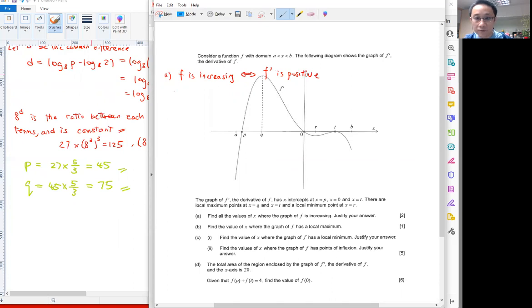So therefore, the answer should be everything between p to 0. Actually, it should be strictly less than, or strictly greater than, when you deal with increasing or decreasing functions. We find the value of x where the original graph has a local maximum. So we need f dash to equal 0, and we also need the proper sign change.